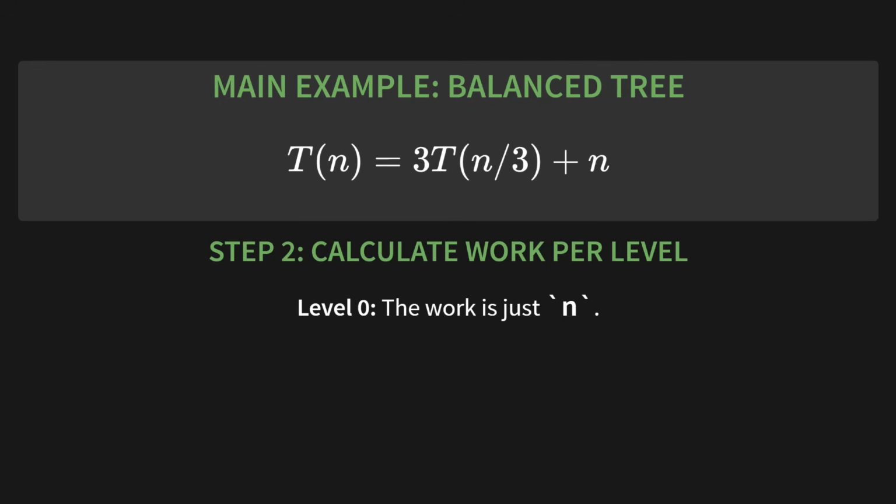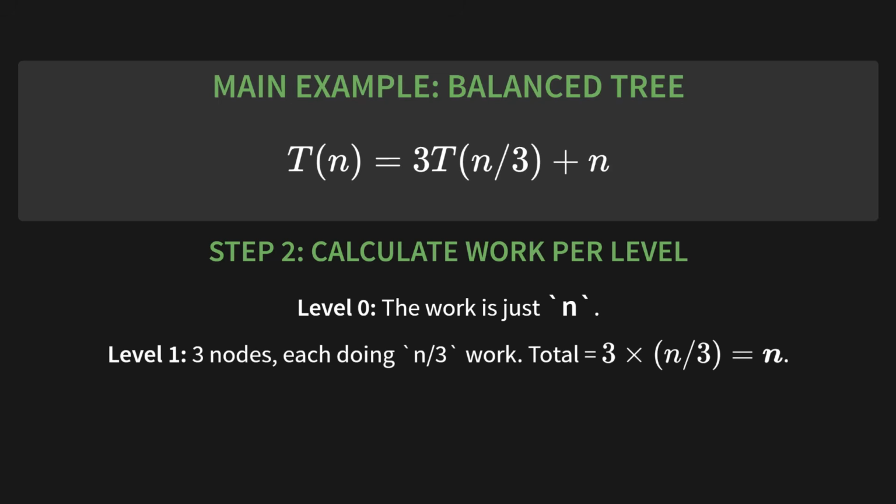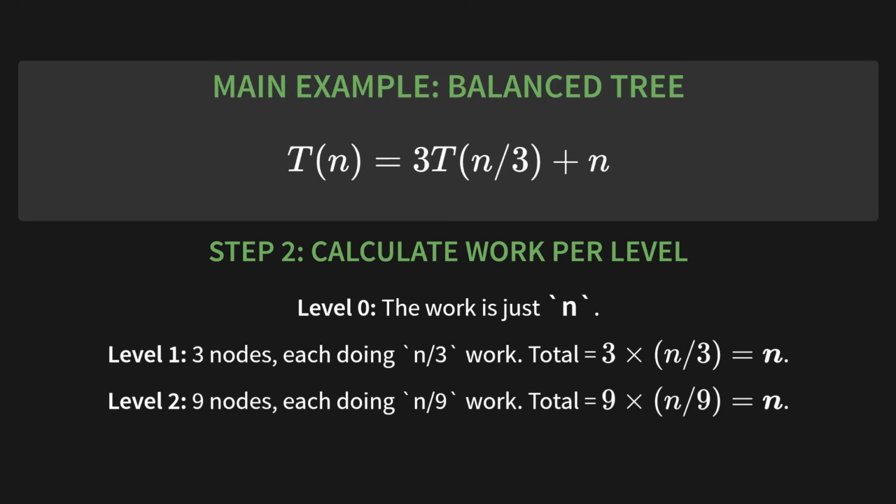Alright, let's move to step 2: calculate the work per level. This is where the magic really happens. At level 0, the top level, the work is just n. Simple enough. Now for level 1. We have 3 nodes and each is doing n divided by 3 work. So the total work is 3 times n over 3, which is just n again. Whoa. Okay, what about level 2? We have 9 nodes now and each one is doing n over 9 work. The total is 9 times n over 9, which is, again, just n.